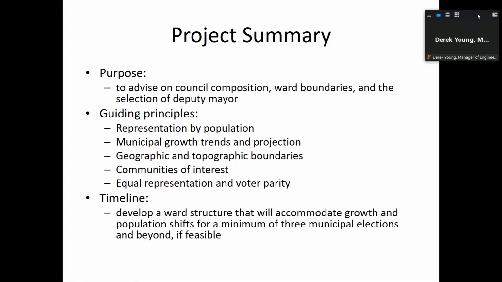To take into account geographic and topographic boundaries, to be mindful of existing communities of interest, and to pay attention to equal representation and voter parity. We were asked to develop a ward structure or council governance structure that could accommodate growth and population shifts for a minimum of 3 municipal elections and beyond if feasible. So 2026, 2030, and 2034.